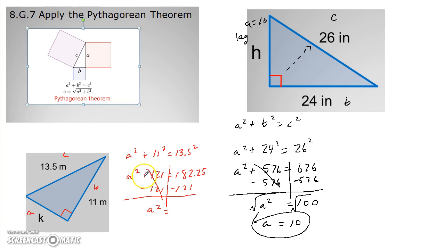A squared equals whatever 182.25 minus 121 is. And that's 61.25. Remember, let's square root that. So a equals the square root of that answer, and I get an approximate. This is one of those irrational numbers. 7.83, let's say, meters. There's my answer. Okay, and that is shorter than the hypotenuse.